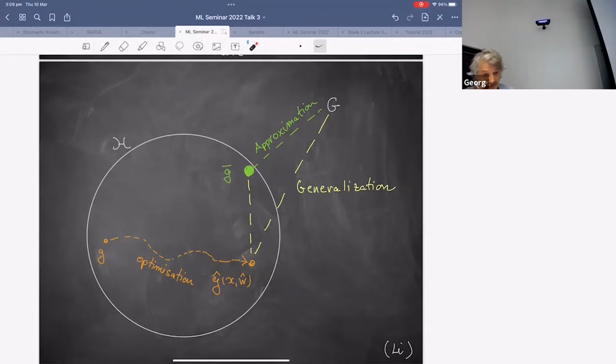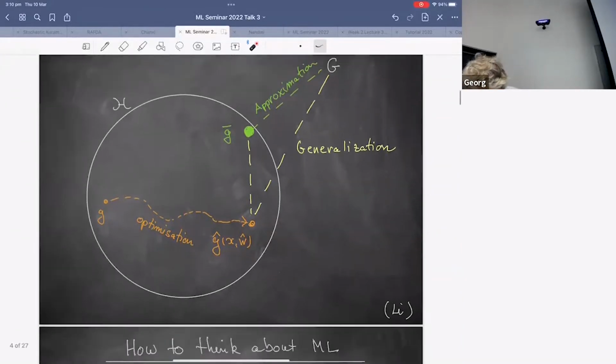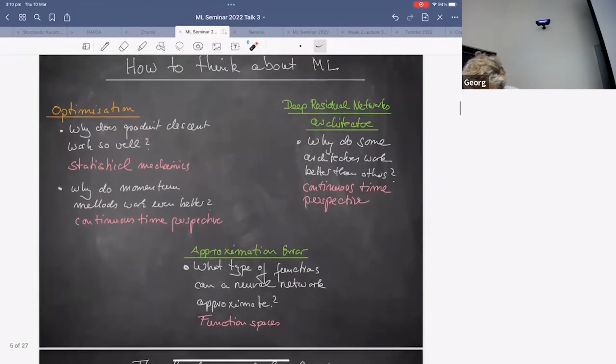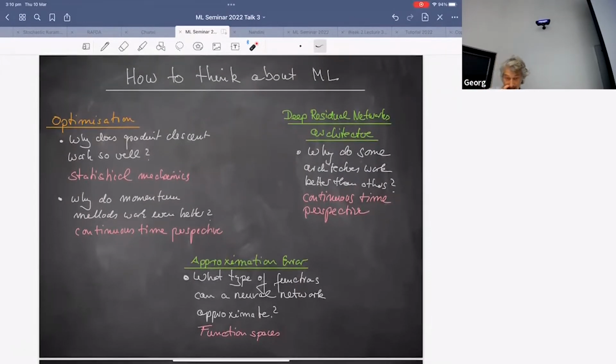So I'd like to talk a little bit about some of those aspects, the approximation, optimization and generalization, and the methods or perspectives that people use to understand them a bit better. For optimization, there is a conundrum: gradient descent, which is probably the simplest method you can think of for doing optimization, works very well. And it seems to work even better the larger the network is.